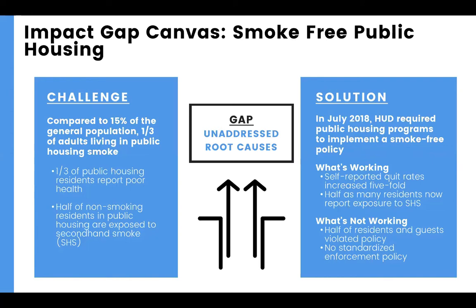To address this issue, in 2018, all US public housing units were required to go smoke-free. This had some success, with residents self-reporting higher quit rates, but half of residents violated the policy. Thus, the root causes of higher smoking among public housing residents, such as housing instability and related stress, remain unaddressed.